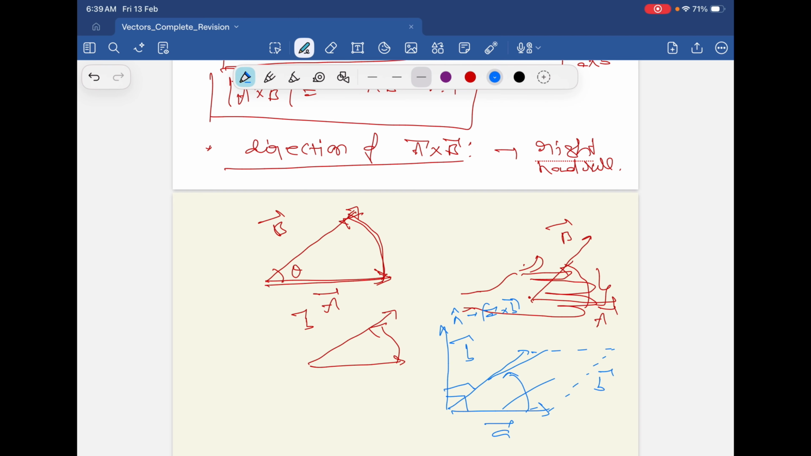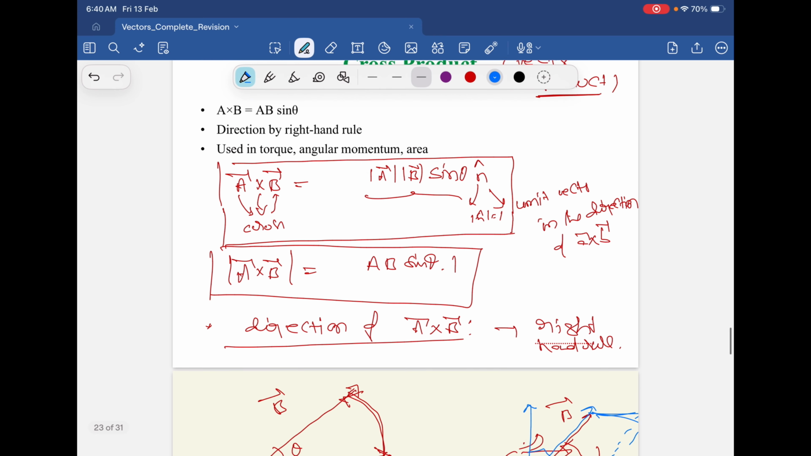Okay, so right hand rule, A bar cross B bar. Stretch the fingers of your right hand in the direction of vector A bar, then curl towards B bar, then the thumb gives what? Direction of A cross B. This is perpendicular to B, perpendicular to A, and also perpendicular to the plane formed by A and B.